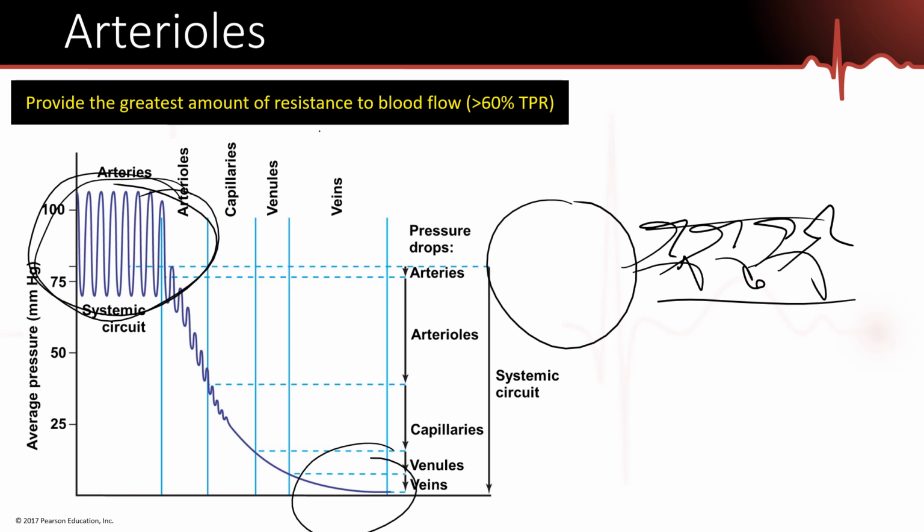Now, as the arteries move further and further away from the left ventricle, what happens to them? They become more and more narrow, right? I'm saying that this is a vessel, this is a vessel, and this is a vessel, right? As the arteries get further and further away from the left ventricle, the arteries become smaller and smaller, more and more narrow. Now, what does that mean for blood flow?